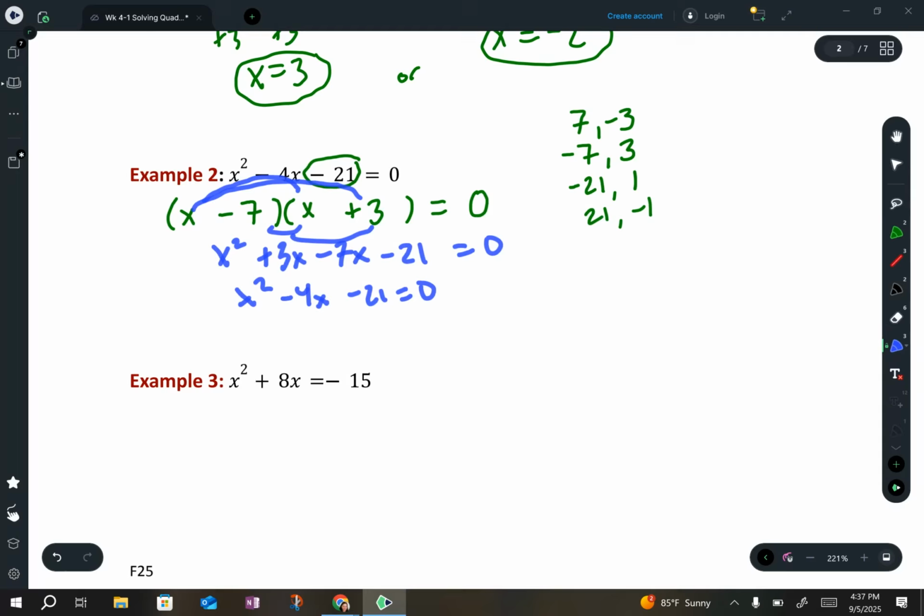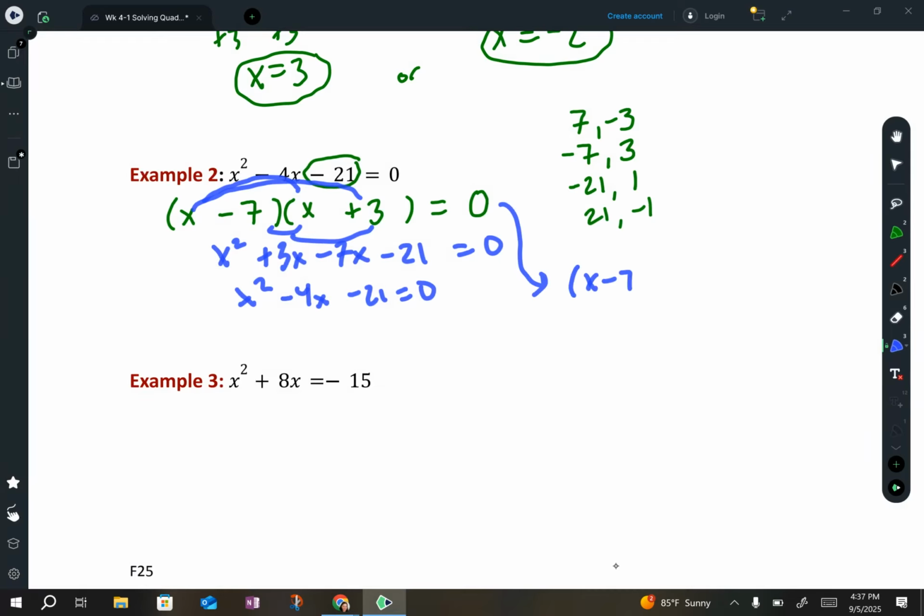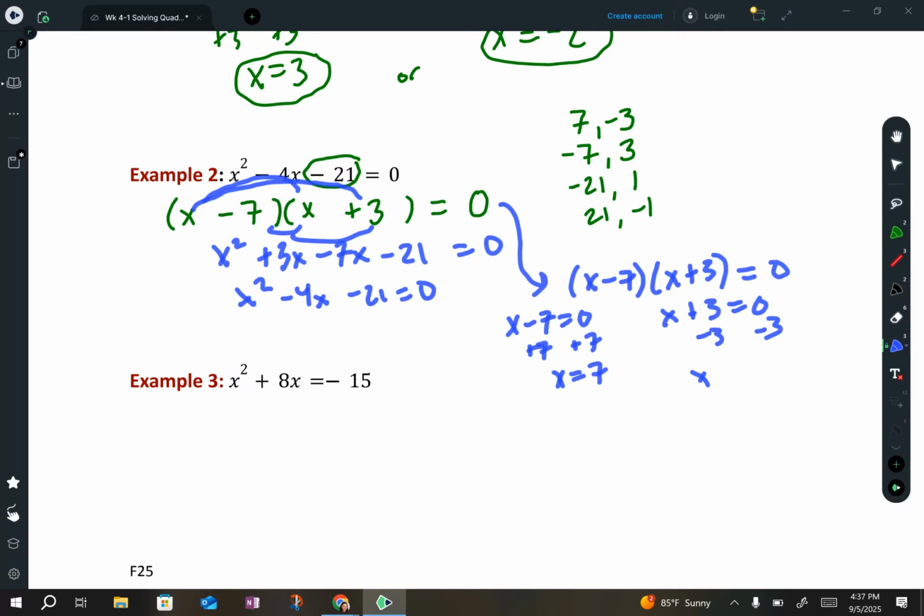All right, let's go ahead and finish this problem. So we had it factored from here. Let's just move over here. We had x minus 7 times x plus 3 equals 0. We use our zero product property, so either x minus 7 is 0 or x plus 3 is 0. This means x is 7, and this would mean x is negative 3. So those are my solutions to this equation.